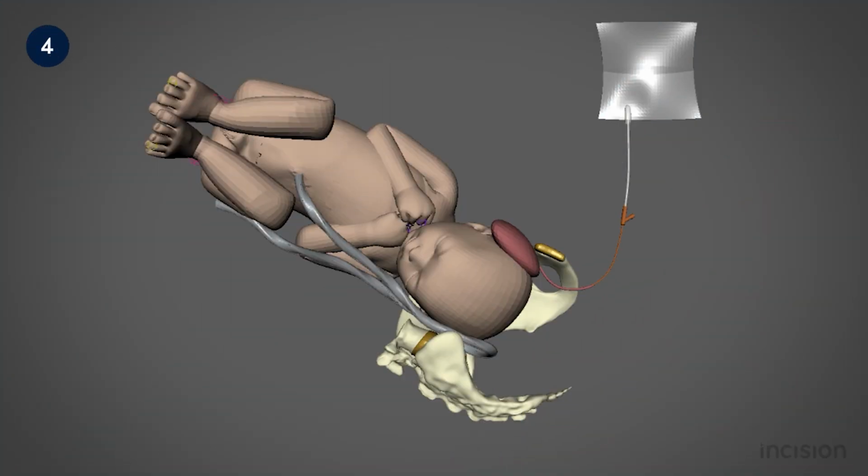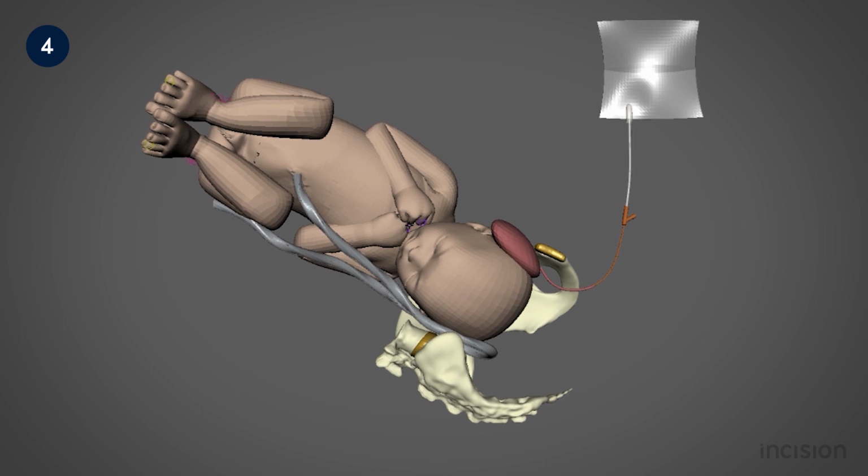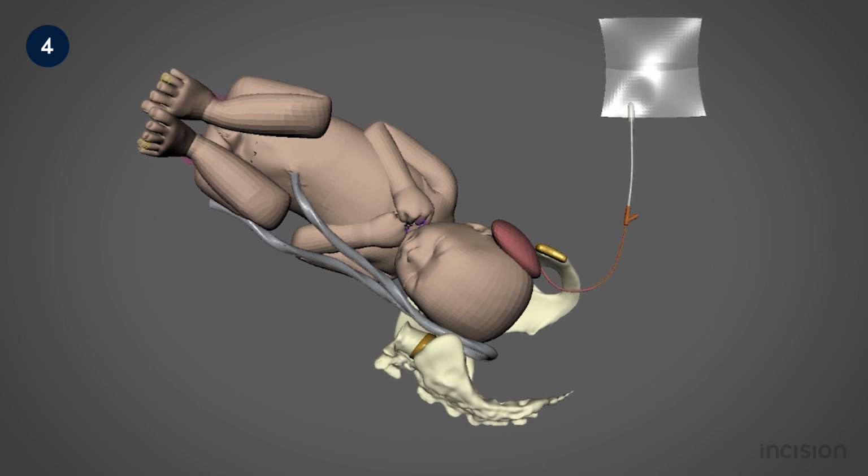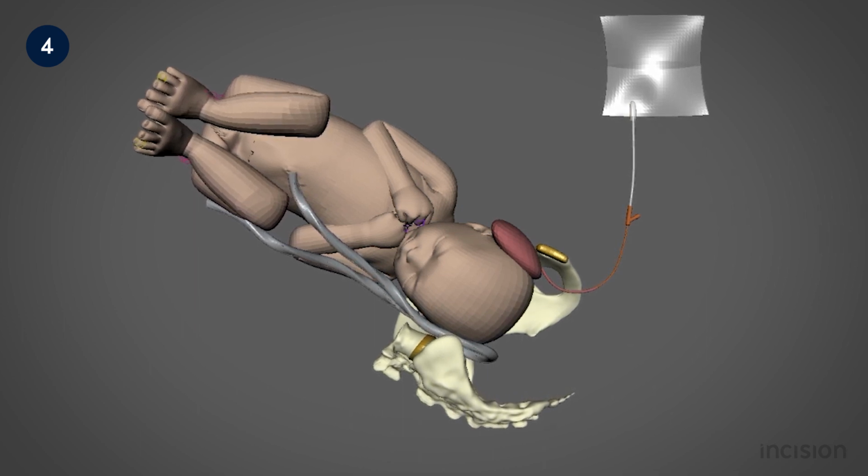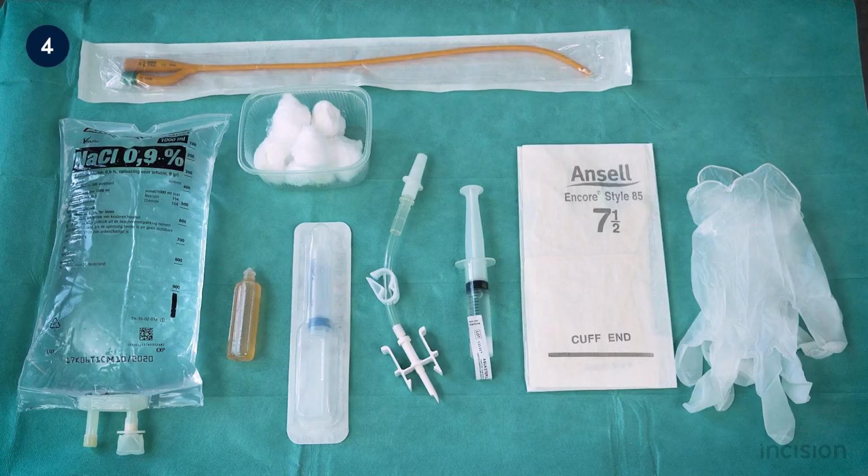An additional maneuver to allow elevation of the presenting part is Vargo's method. This involves filling the bladder with saline solution, resulting in elevation of the presenting part. For a more detailed elaboration of how to fill the bladder, please refer to the course Urinary Catheterization Female.